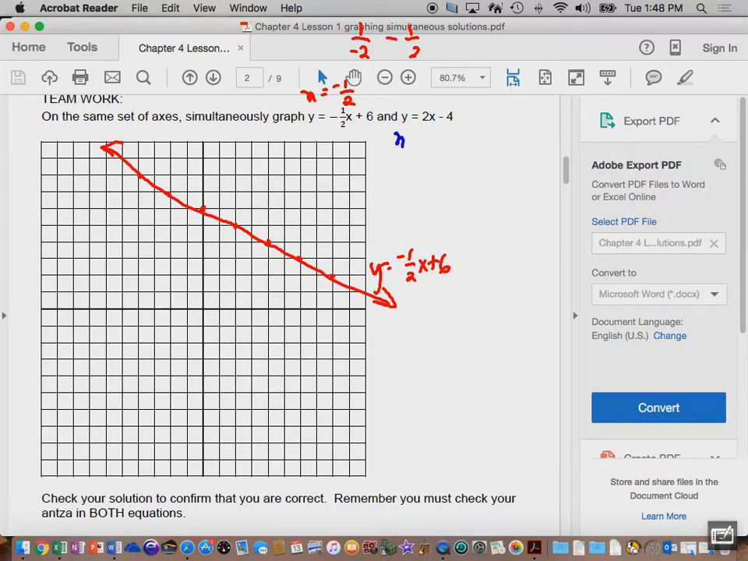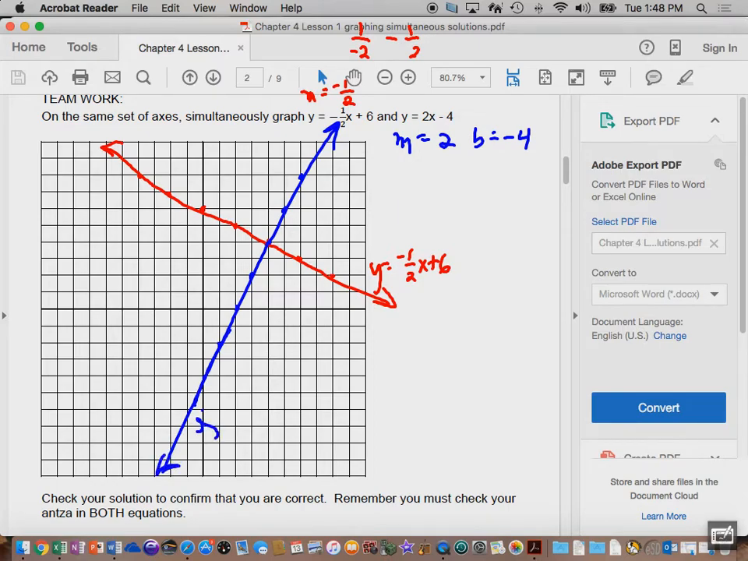On this one, what's the slope? 2. And what's the y-intercept? So I begin at -4, 1, 2, 3, 4, and then it's up 2 over 1, up 2 over 1, up 2 over 1. I always feel good when it meets on a perfect point. It does not guarantee that I'm right, but it does suggest it.